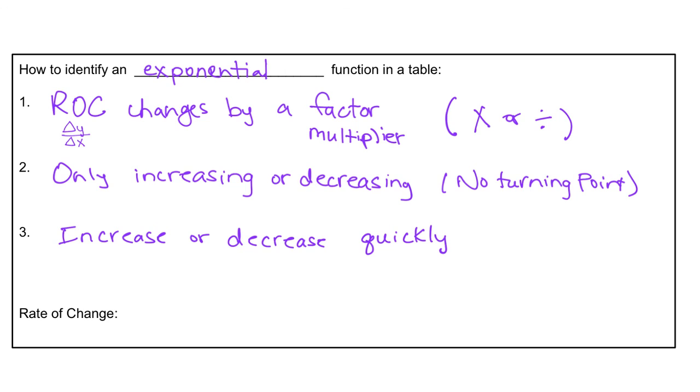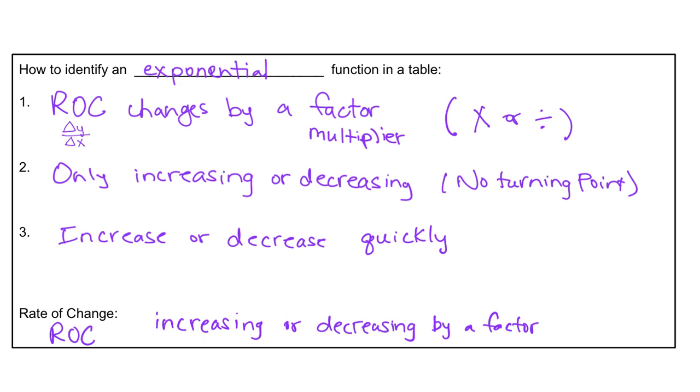And when we write our rate of change, when we're talking about our ROC, when we're doing our practice, you are going to tell me that your rate of change is increasing. You're going to use the word increasing or decreasing, whichever it is. And it's increasing if it's multiplied by something, and it's decreasing if it's divided by something. And you're going to say by a factor of, and then you're going to give that value. So the previous example was increasing by a factor of 3.